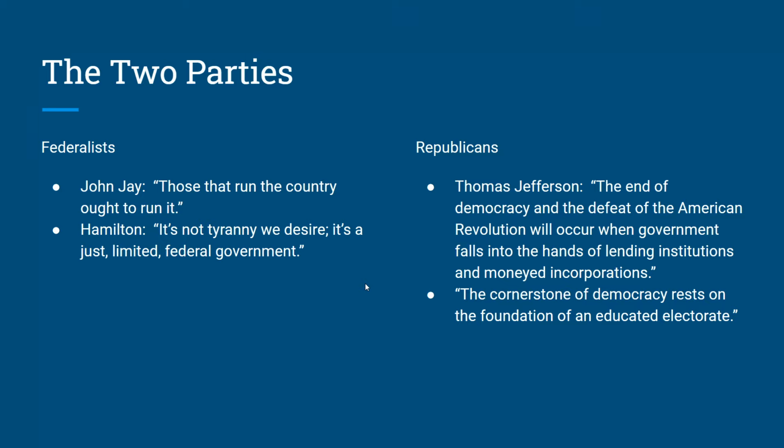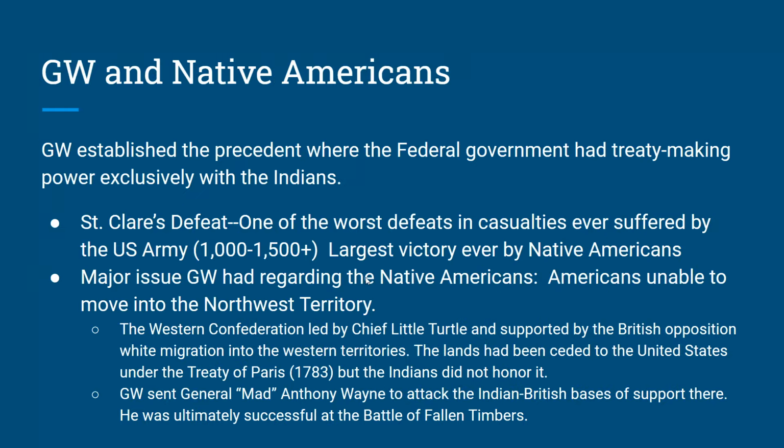It goes on to say the cornerstone of democracy rests on the foundation of an educated electorate. And he wanted farmers to be educated. There's no doubt about that. He's a man of the farmer. John Jay said those that own the country ought to run it. The rich, the powerful, the elite. So those are the Hamiltonians. Hamilton says it's not tyranny we desire. It's just a limited federal government.